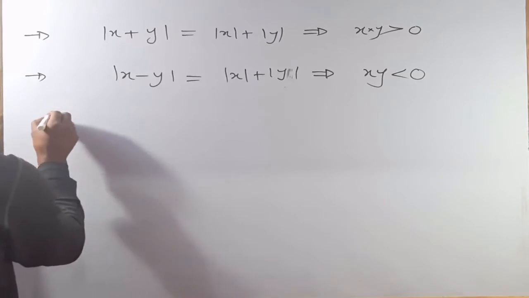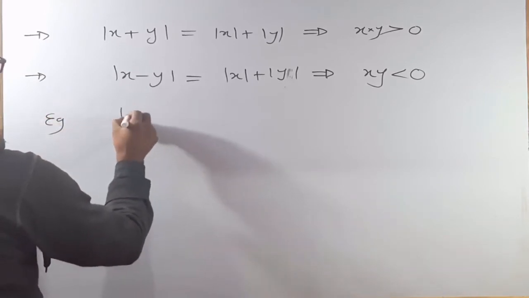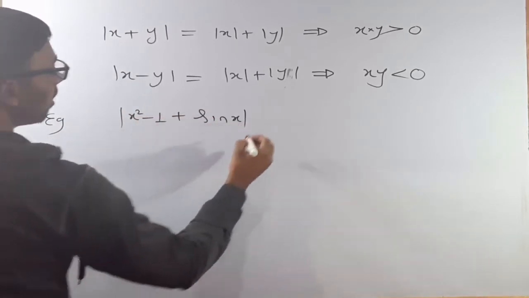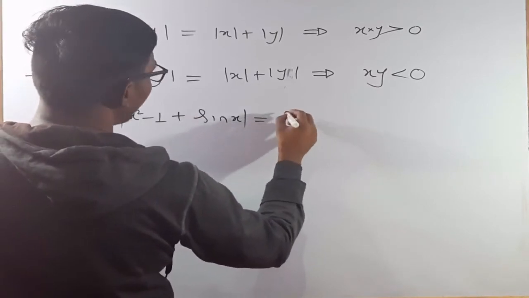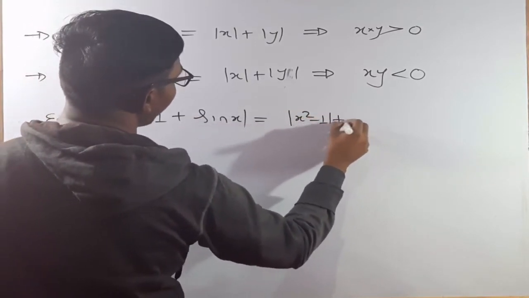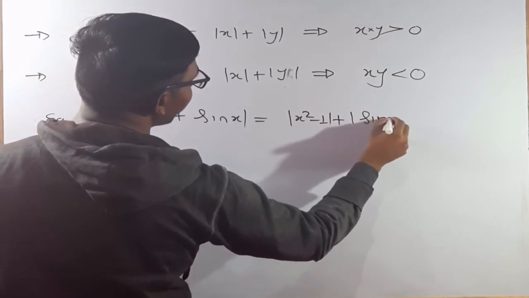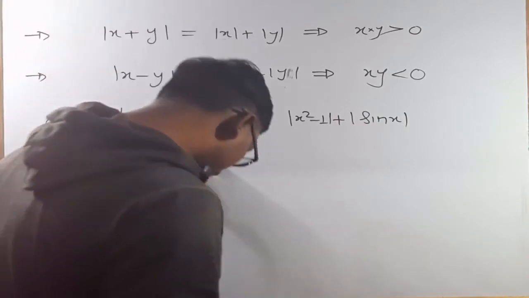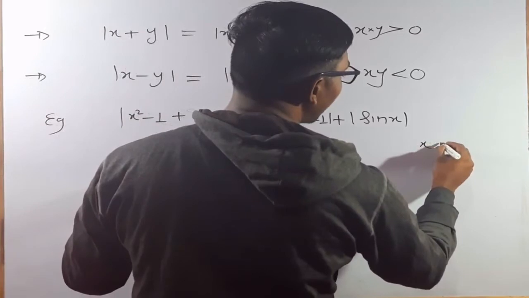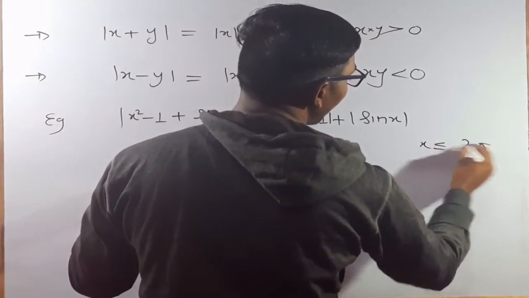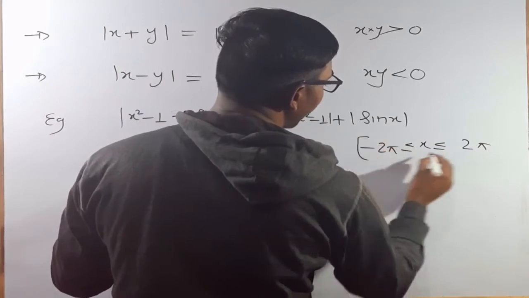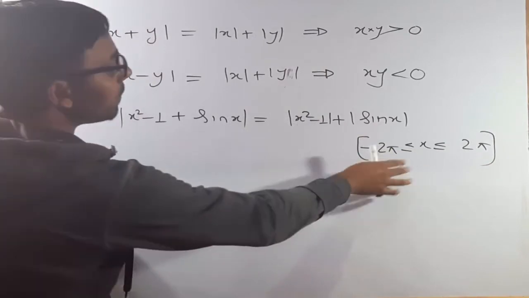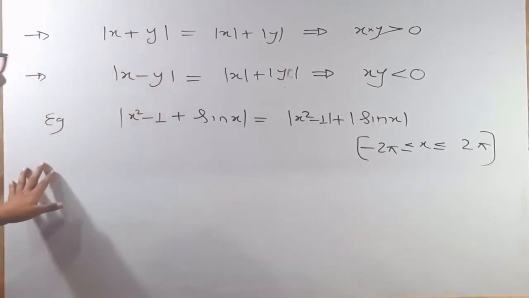So I'm going to take one example like here, modulus of x square minus 1 plus sin x is equal to modulus of x square minus 1 plus modulus of sin x. Somewhere it is written like that. So we need to find the values of x for which this equality is satisfied. It is also given that modulus of x should be less than or equal to 2 pi and greater than or equal to minus 2 pi. So we need to take only those values of x which lie between minus 2 pi and 2 pi.